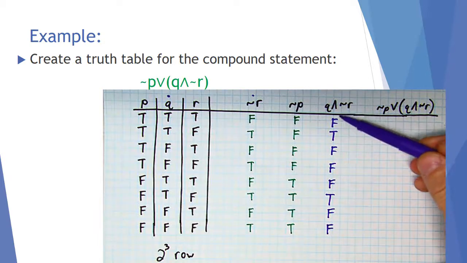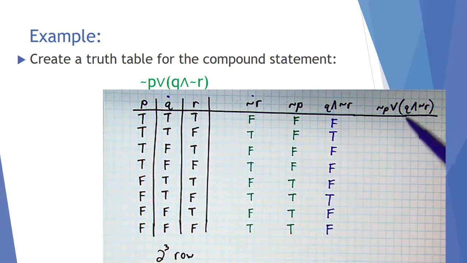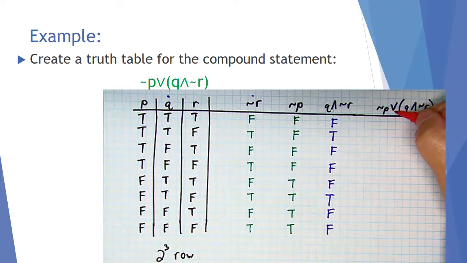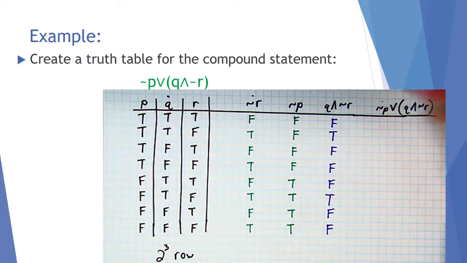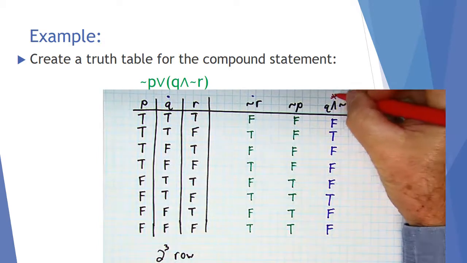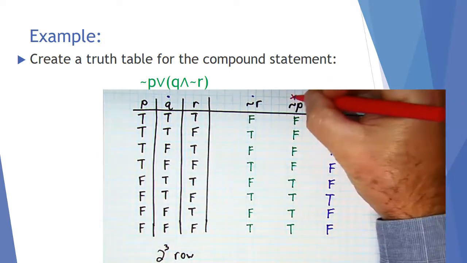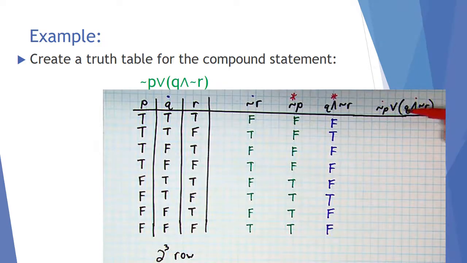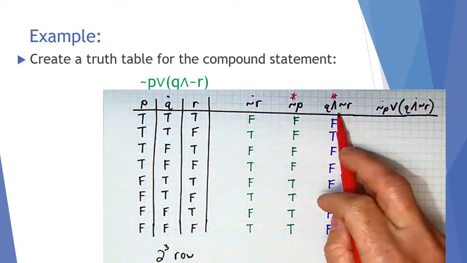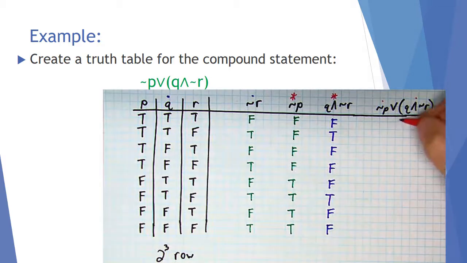Now that we have a Q and not R column, we can fill in our last column, our last compound statement here. And here we're checking the OR statement, the disjunction of not P and Q and not R. So we're checking this column right here and the not P column. And since this is a disjunction, an OR statement, we need either this or this to be true in order to get a true result.